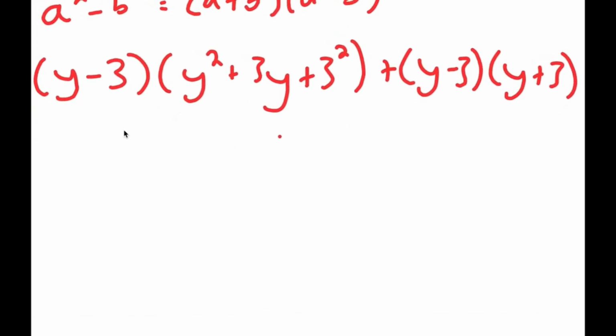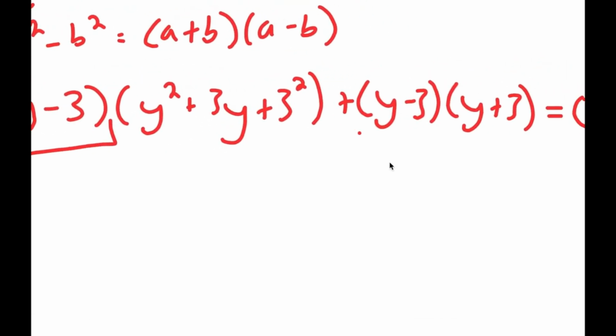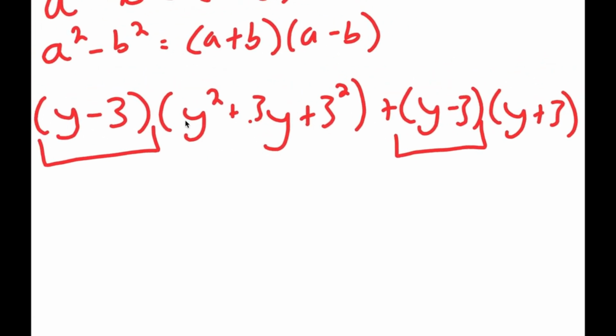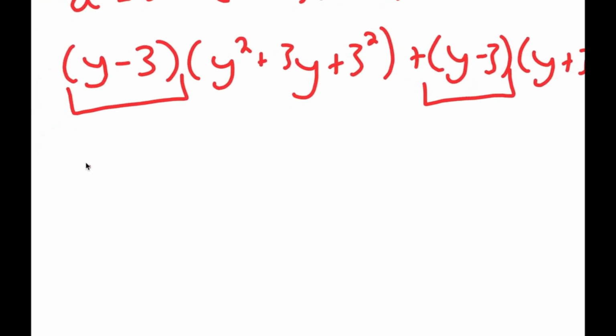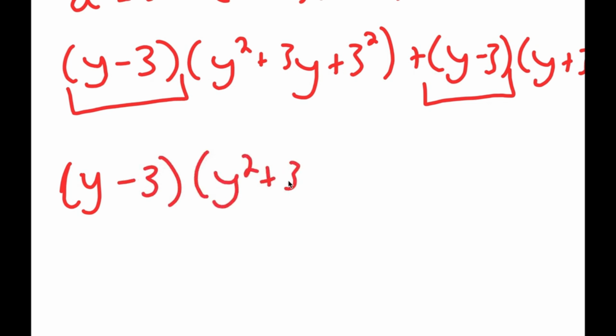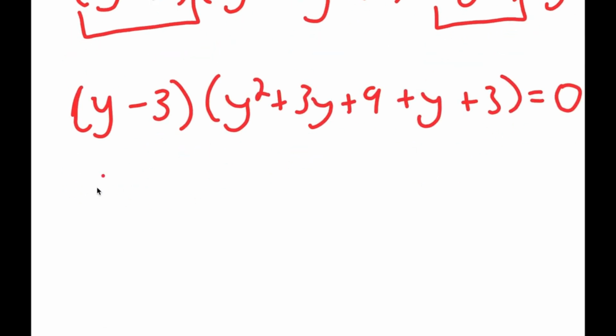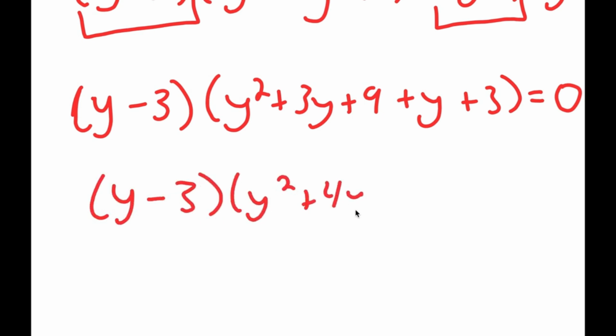Now from here, I have a common factor of y minus 3 on both terms. So if I factor out y minus 3, I get y minus 3 times y squared plus 3y plus 9 plus y plus 3. And this is equal to 0. And this turns into y minus 3 times y squared plus 4y plus 12 is equal to 0. All I did was add up all the like terms.